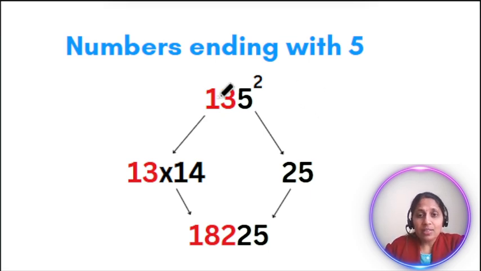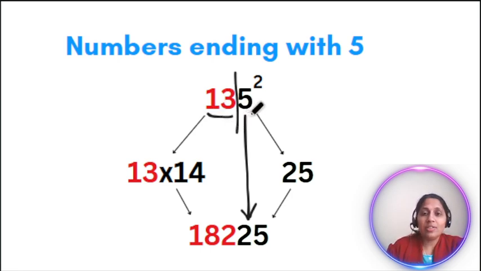Again, the 2 steps. Split the digits into 2. Square of 5 is 25, and take the next 2 digits, which is 30, and multiply with the next immediate number 40. So you get 182. So the answer is 18,225.